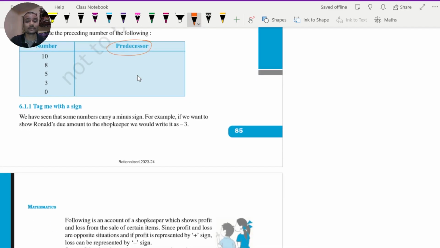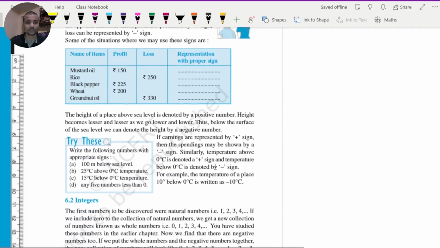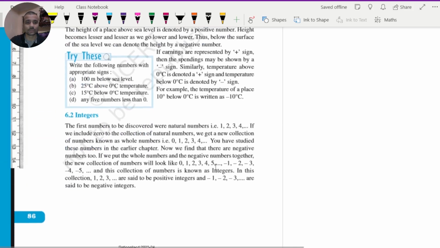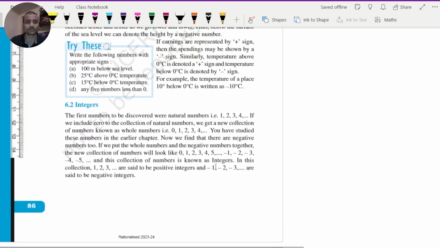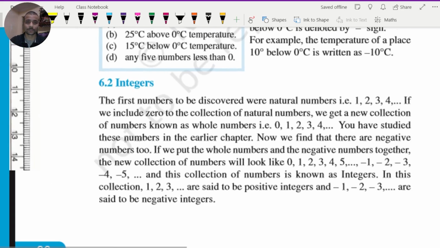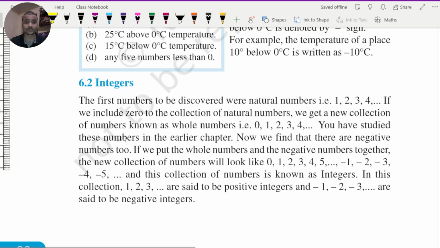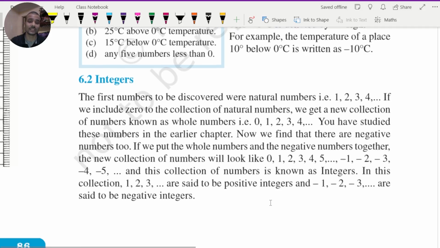Here it has been said to compare numbers with the sign. It means we have to understand what is less than or more than. We will also be discussing that. Later on we have some topics, "Try these", where we have some problems to solve. Later on we have integers. Again, this introduction has been given here to understand better what an integer actually is.